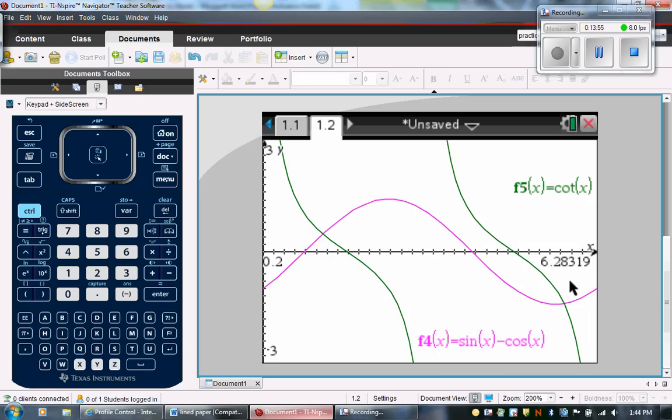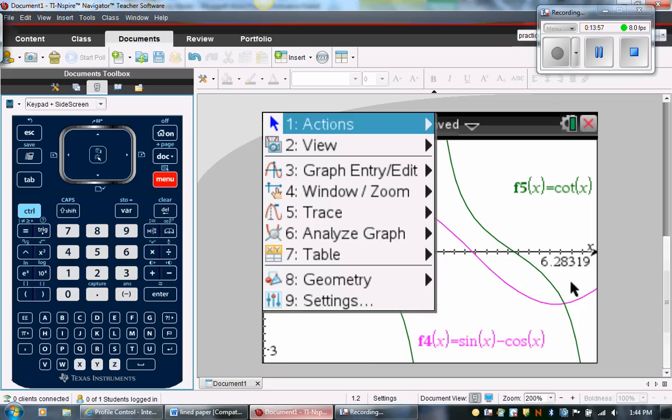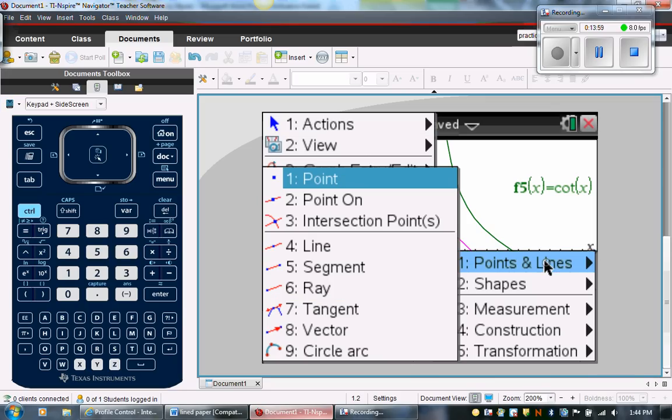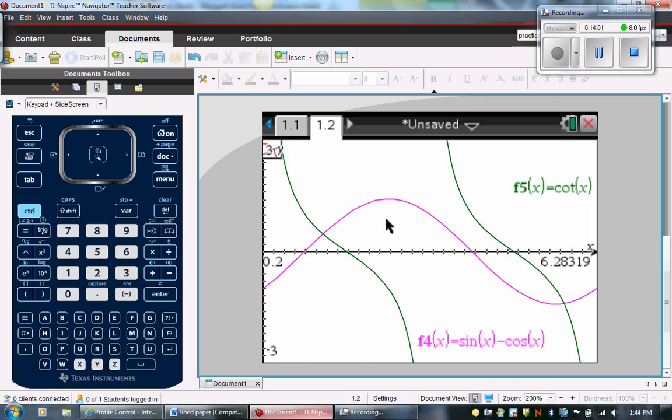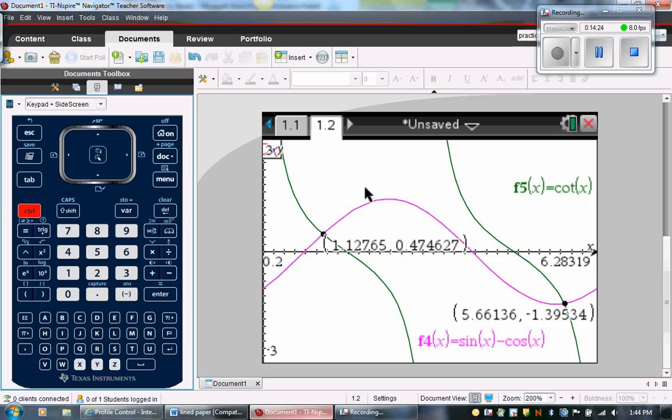Okay. So what you're going to do to find your intersection points, Menu, Geometry, Points and Lines, Intersection Point. Click on the cotangent function and then on the sine minus cosine function, and those two will pop right up. And again, you're looking for the x value. So we've got 1.12765 and 5.66136. Okay, so that's one method to do this. Very quick, simple, easy to find those values. We can also do this.